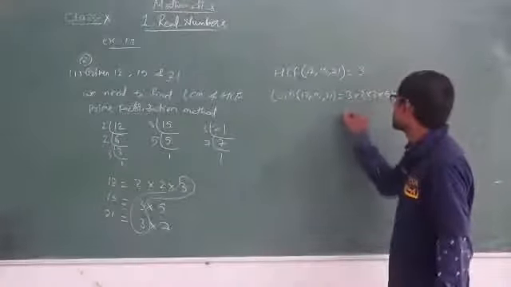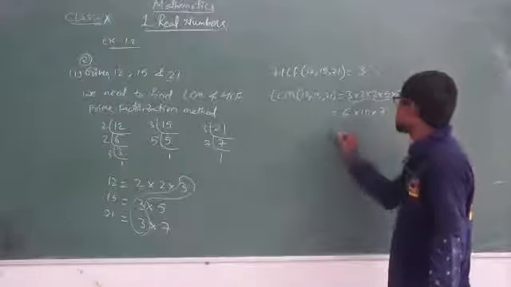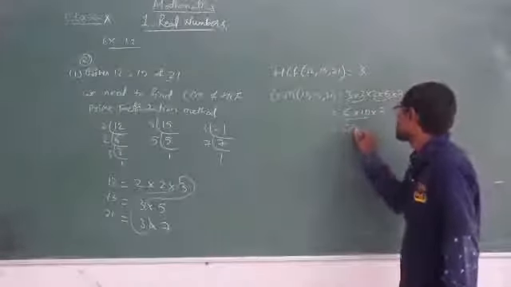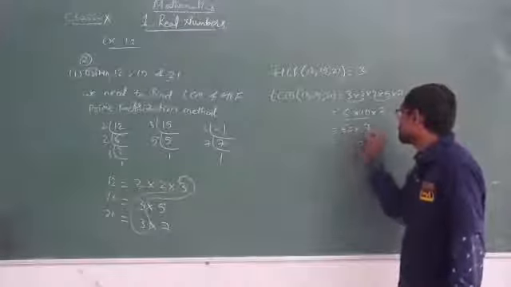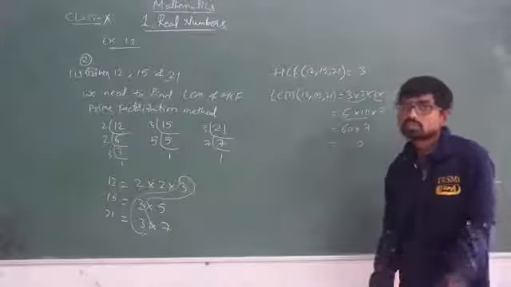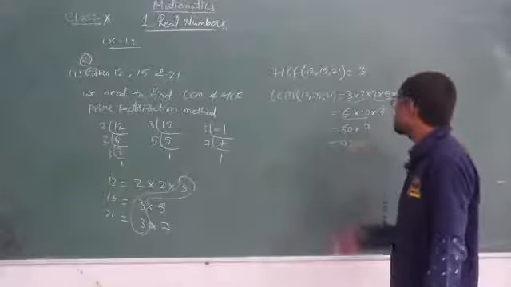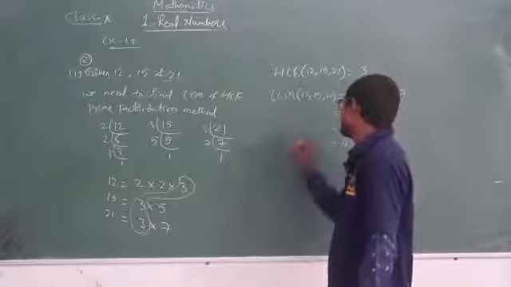So now 3 2s are 6, 2 5s are 10, into 7. If I multiply these both, 6 tens are 60, into 7. If I multiply these both, 7 zeros are 0, 7 5s are 35, 7 6s are 42. So 420. So this is the LCM, isn't it?